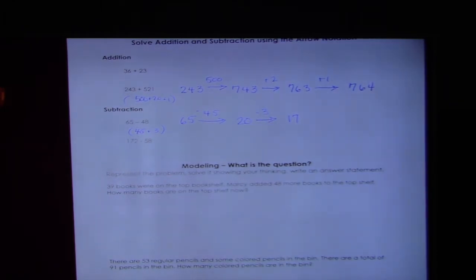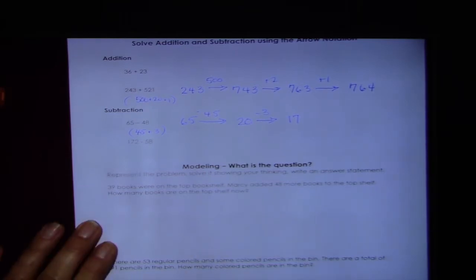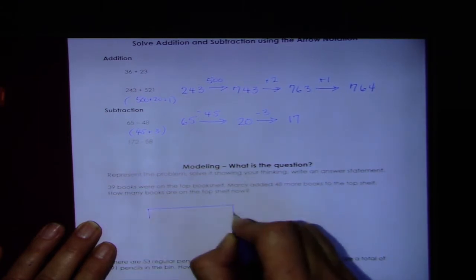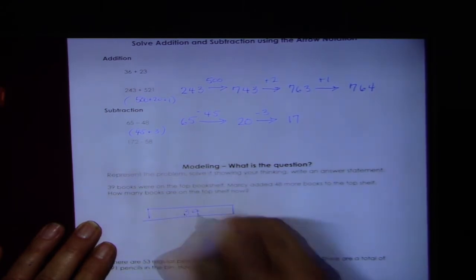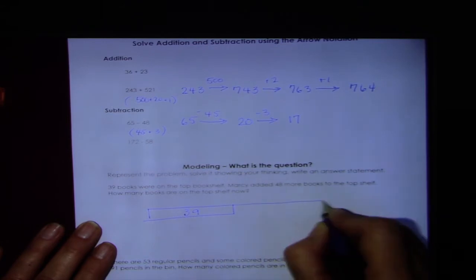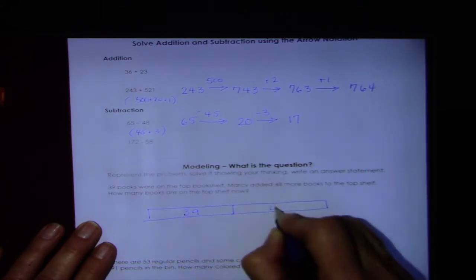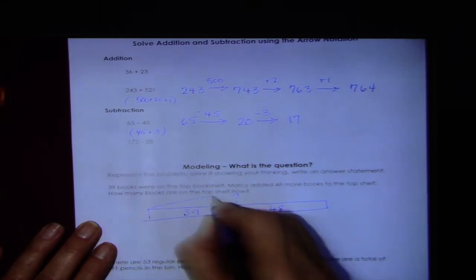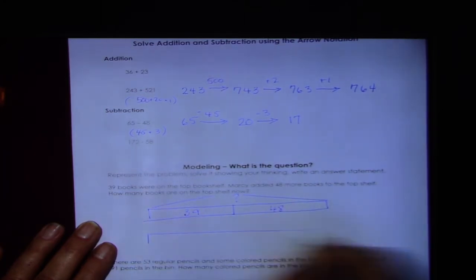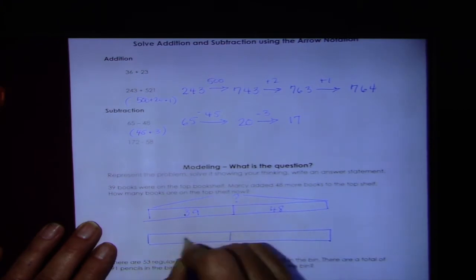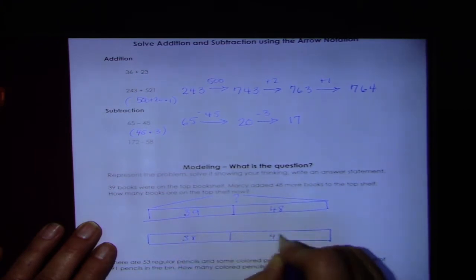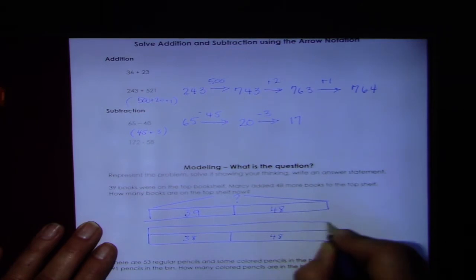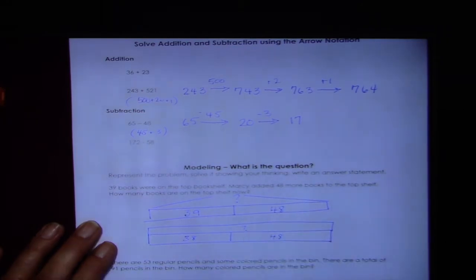Okay, 39 books were on the top bookshelf. Marcy added 48 more books to the top shelf. How many books are on the top bookshelf now? So what are we expecting? I know there are 39 books. I know there are 48 more books. I do not know the total. And I'm going to show you, this is being drawn 2 different ways. I don't want to make a rule saying you have to do it one way or the other. They mean the same thing.